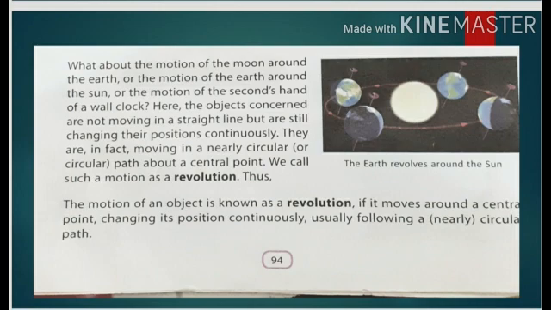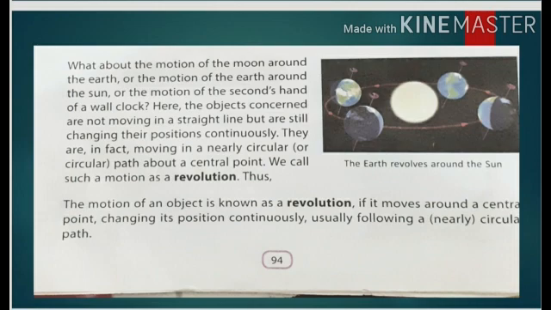Here again you can say that the objects are not changing their position on a straight line, but still changing their position continuously and are moving nearly in a circular path about a central point. And we call such a motion revolution.